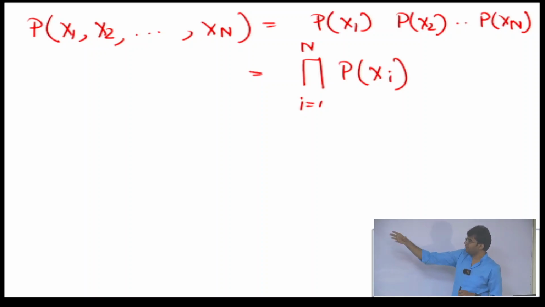I am slowly introducing these notations because throughout this course we will heavily use such notations, because it will not be possible to write in the expanded form. So you will realize that. So this is the statistical independence for n number of variables.